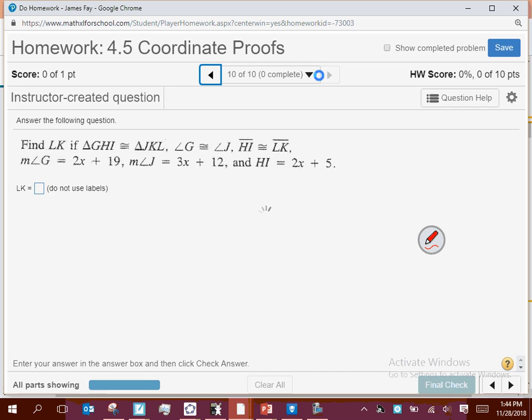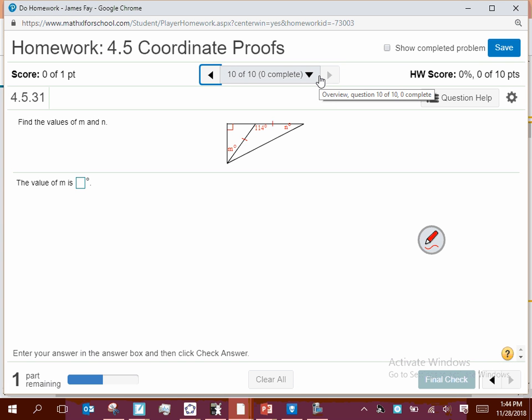Number 10, I think we talked a little bit about that yesterday in class. Okay, I don't think number 10 is going to be one that is going to provide too much trouble for you guys. Okay. Keep working on it. Like I said, it's going to be due Monday.